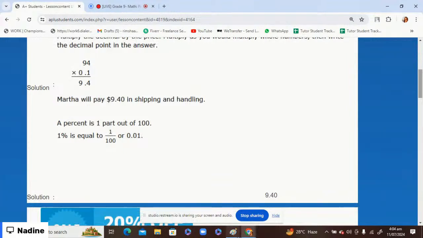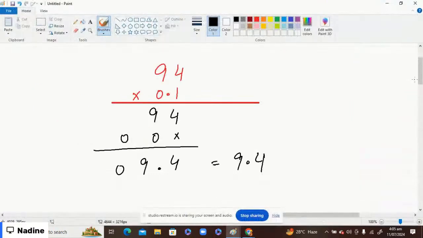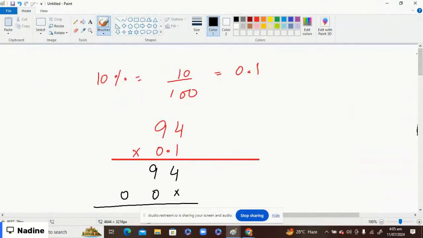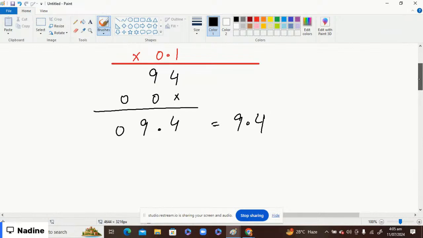Understand how to solve the question. First of all, we find the 10%. How to find it? Just divide by 100. And the amount which is given is $94, so just multiply $94 with 0.1, and then we get the answer.